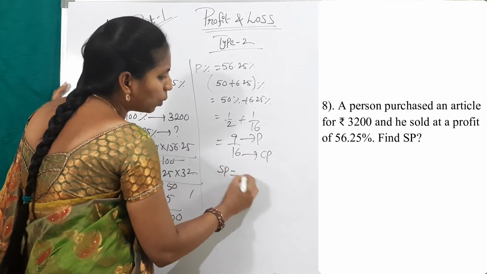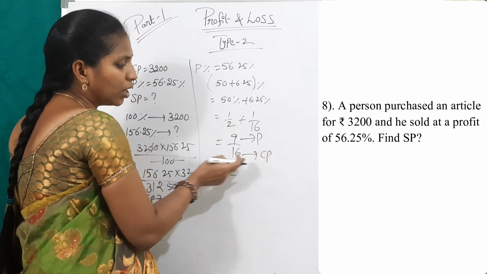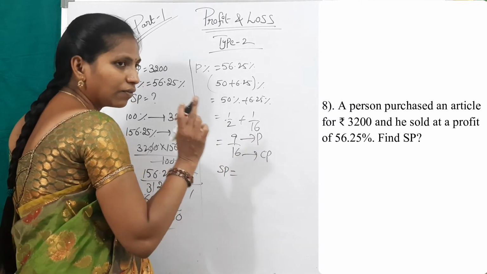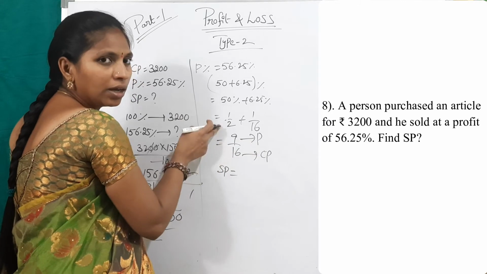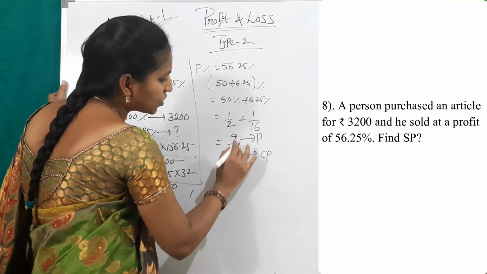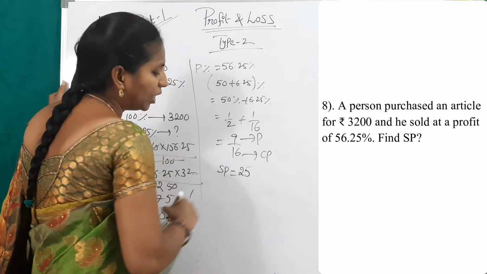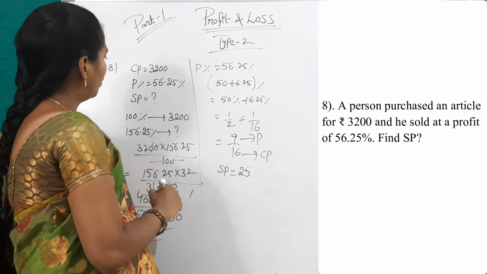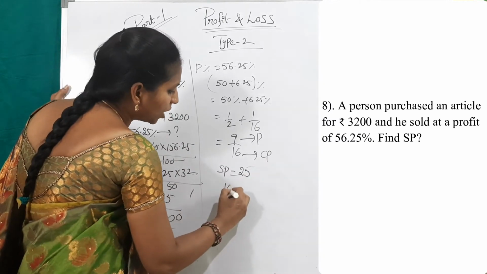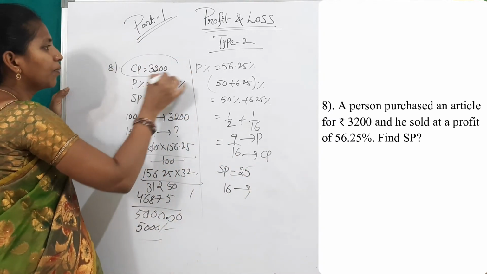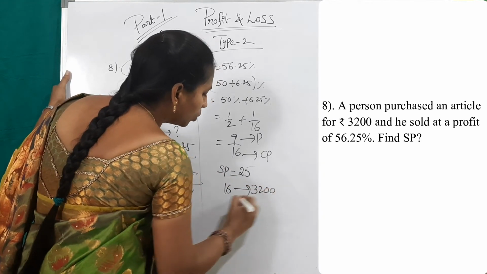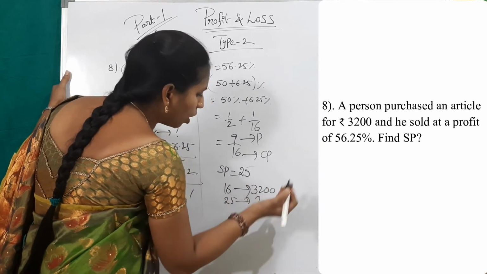Now selling price equals what? If there is a profit, add these two values, then that is the selling price. If there is a loss, then subtract these two. SP equals 16 plus 9, which is 25. Now find out the selling price value. Here 16 parts equal to how much? Cost price equals 3200. 25 parts equal to how much?